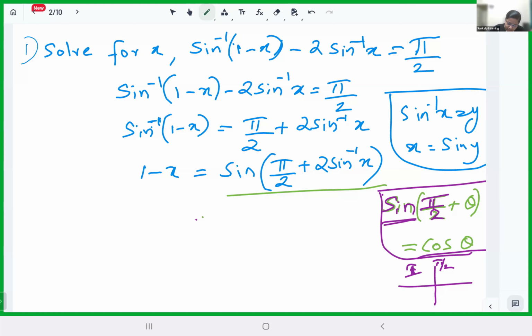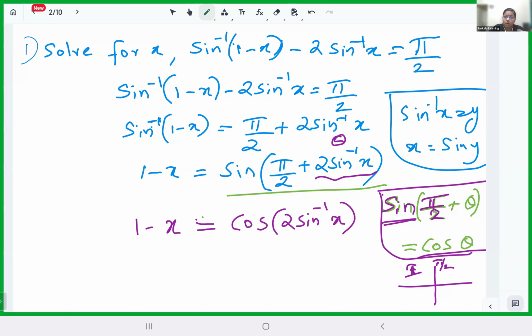So this can be written as sine of pi by 2 plus 2 sine inverse x. Here in place of theta, it is 2 sine inverse x. So what will be the answer? It is nothing but cos of 2 sine inverse x. So 1 minus x is equal to cos of 2 sine inverse x.